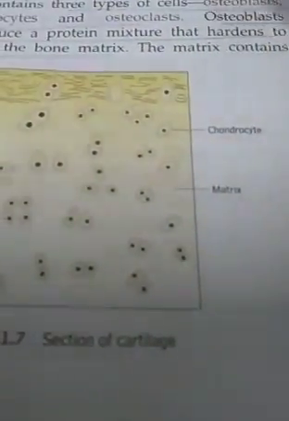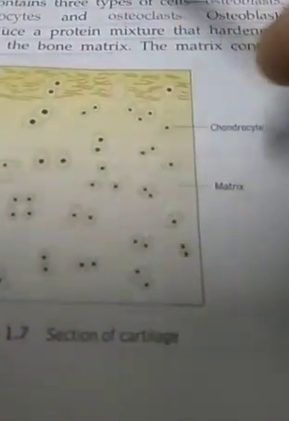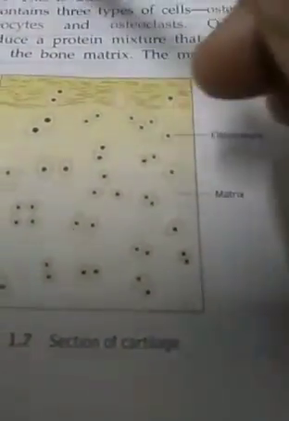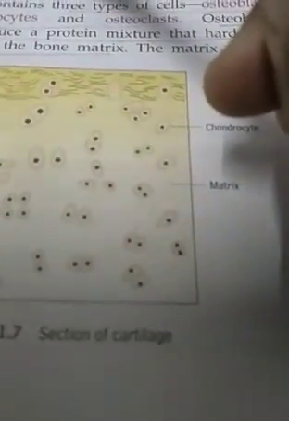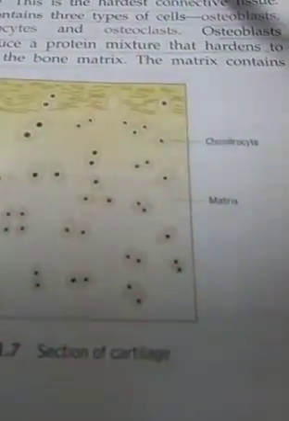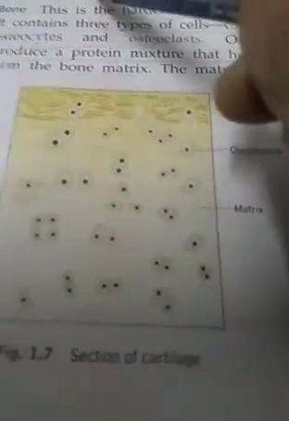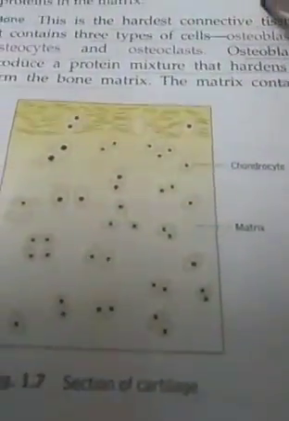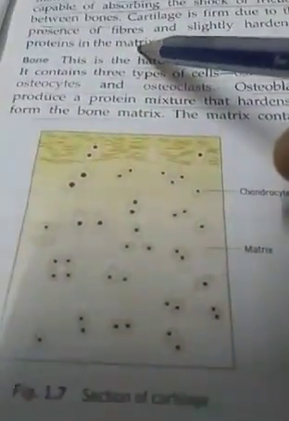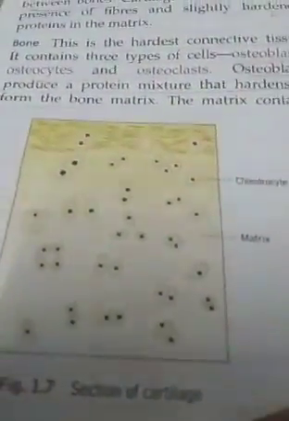They make the tissue elastic and thus capable of absorbing the shock of friction between the bones. Cartilage is firm. It is firm due to the presence of fibers and highly hardened proteins of the matrix. So this is about cartilage.